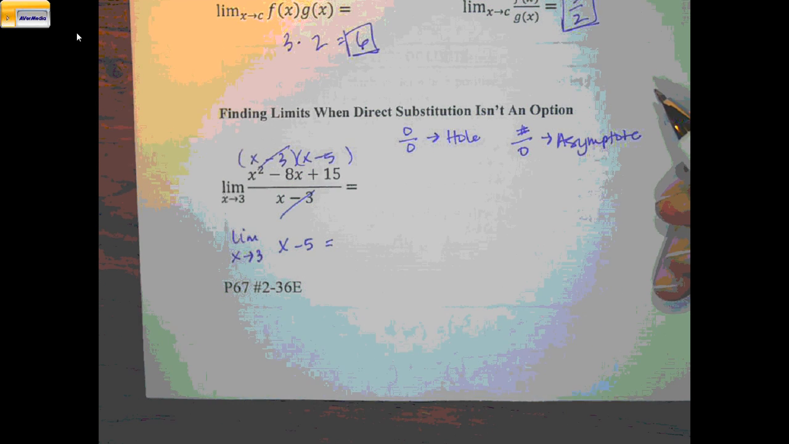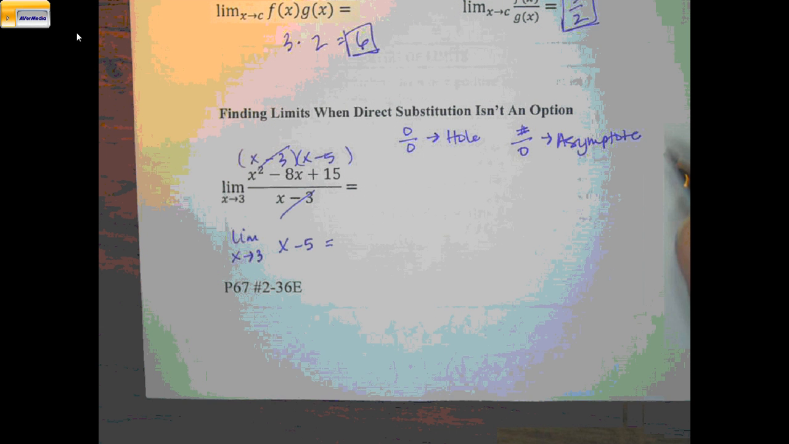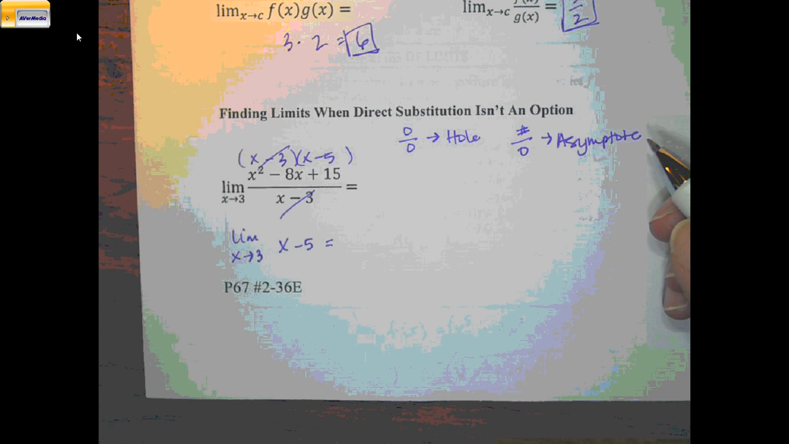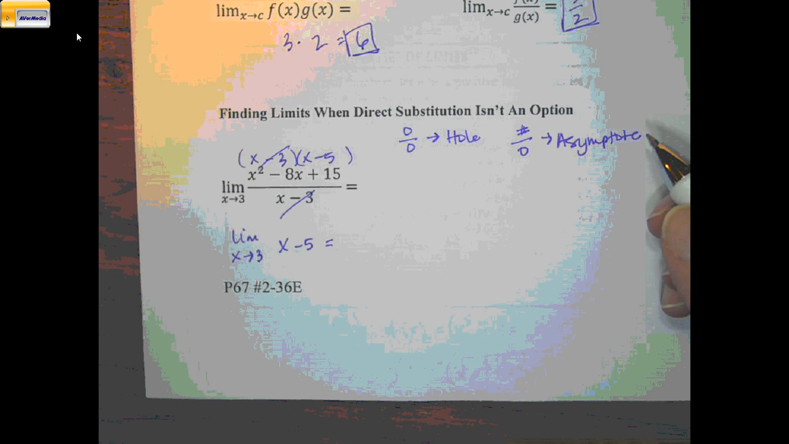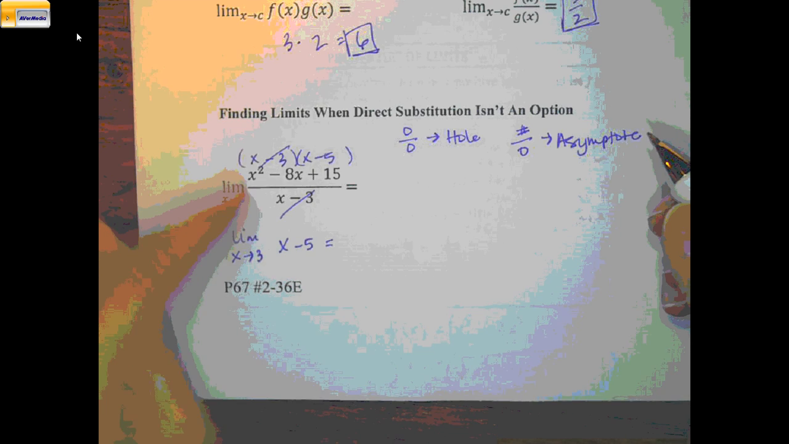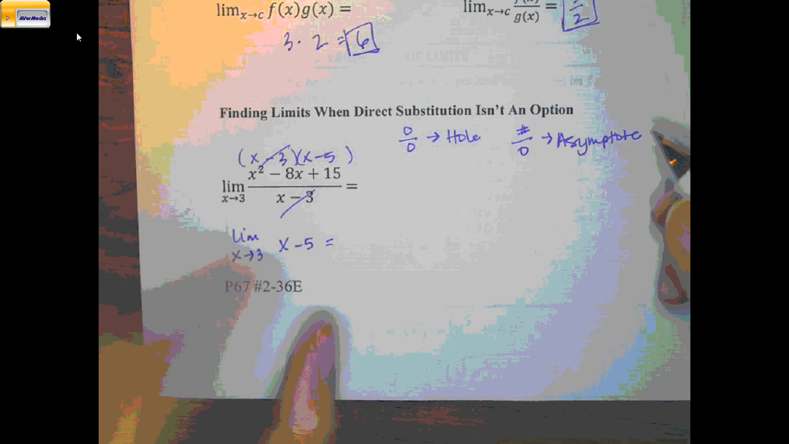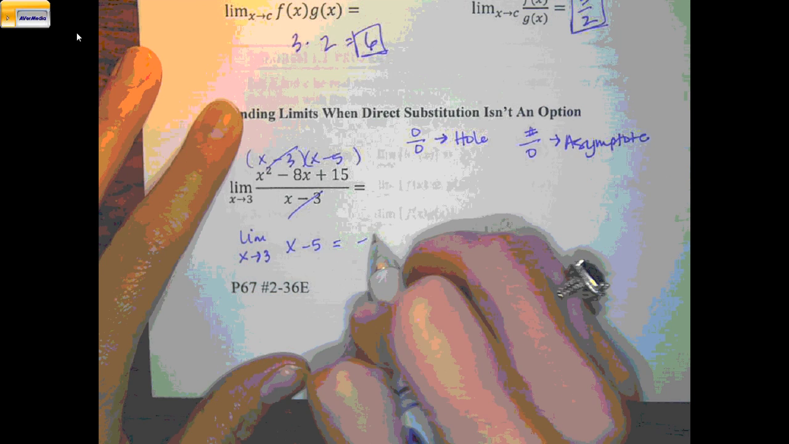For the last couple weeks, if I asked you for the exact ordered pair, the whole address, not just the x value, how did you find the y part? You plugged it in. So that's what we're going to do here. So we have the smaller version of this. Let's just take the 3 and plug it in, and we get negative 2, and that's your limit.